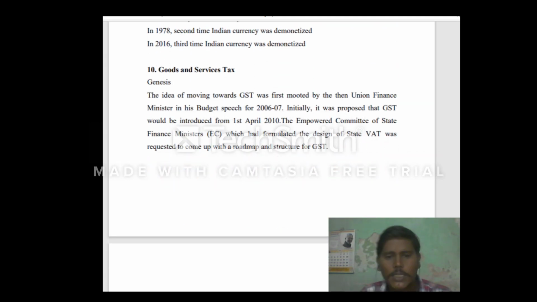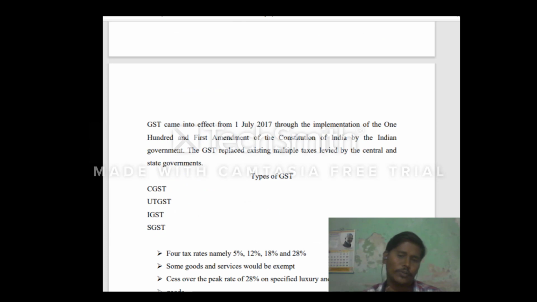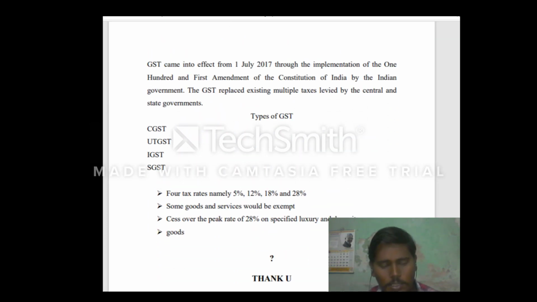And the last point is the goods and services tax. The idea of GST was mooted in India in 2006, but due to some technical reasons, the government of India was not able to introduce GST. On July 1st, 2017, GST came into effect. We have four types of GST: central goods and services tax, union territory goods and services tax, integrated goods and services tax, and state goods and services tax. We have four slabs in GST: 5%, 12%, 18%, and 28%. Some goods and services are exempted, like petrol, diesel, tobacco, and alcohol. There will be a cess on some luxury items or demerit goods beyond 28%.